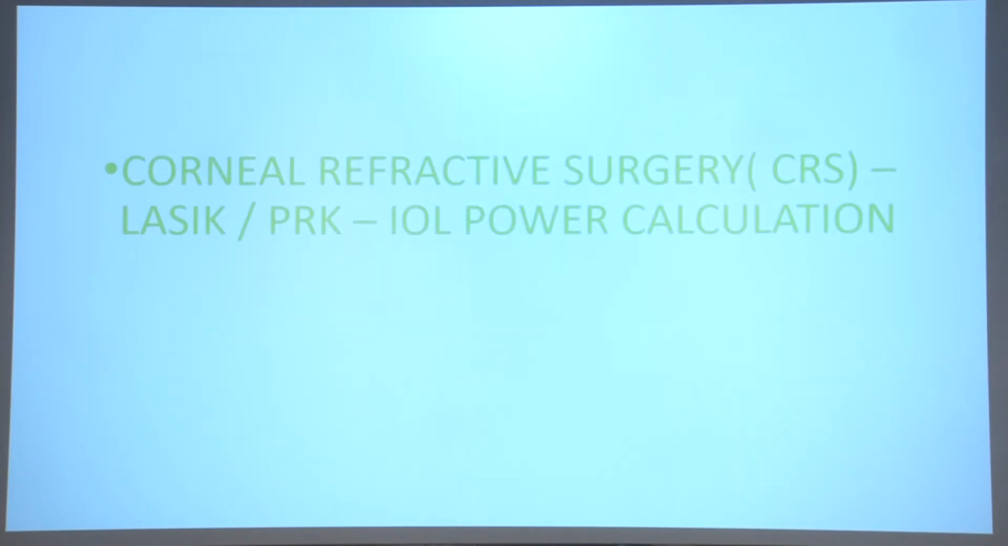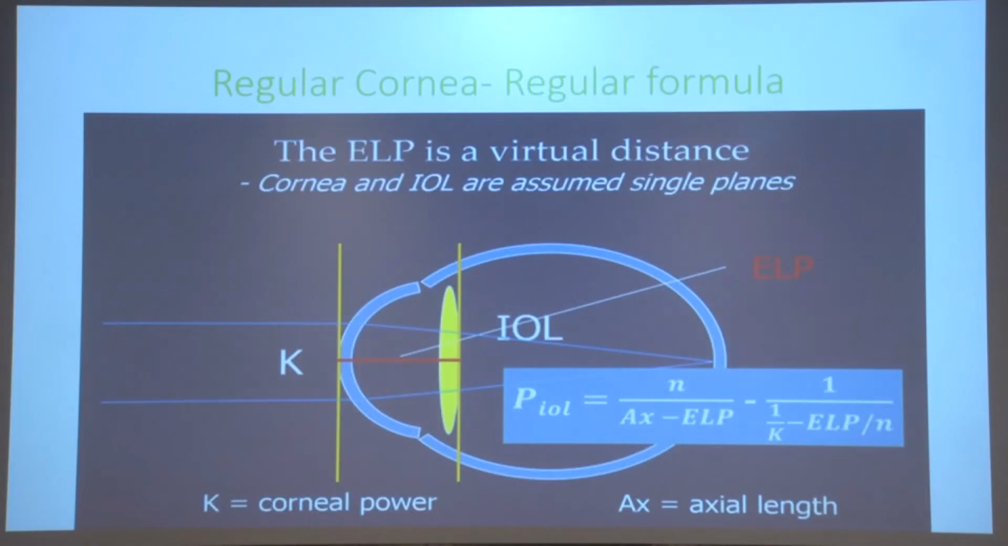So let's first of all talk about the subgroup, the corneal refractive surgery patients, especially LASIK and PRK, and trying to do IOL power calculations. To go back to our basics, with the regular cornea and the regular formulas, we were not taking effective lens position into account. In these regular formulas, they consider that cornea and IOL are assumed as a single plane, but it is not so. We have all now understood, thanks to the companies which have explained all this to us. They also have to go ahead and innovate new machines, and we have to buy them.